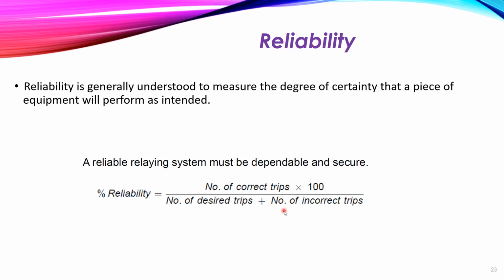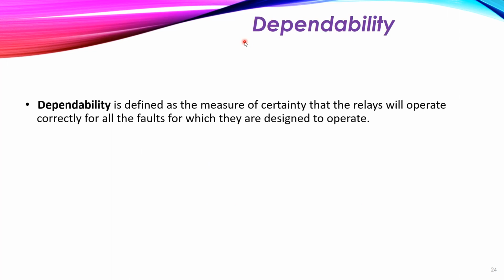The second definition is the dependability. Dependability is defined as the measure of certainty that the relays will operate correctly for all faults which they are designed to operate on. So what I mean here is that our relay will be dependable. I can depend on it.